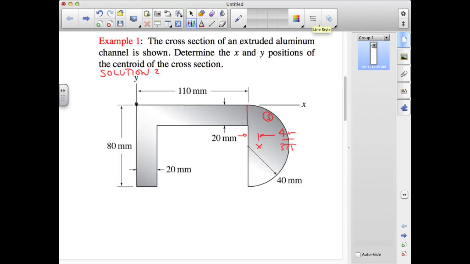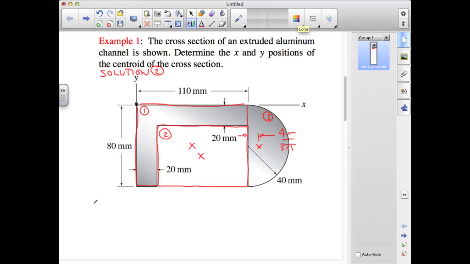For our second solution, I'm going to take the rectangular sections 1 and 2 as this large outer boundary here, less this smaller rectangle here. So I'm actually going to be subtracting one rectangle from the other. The center of the larger rectangle is about here, and the center of the smaller rectangle is here. And the difference now is that we're going to have a negative weighting for the rectangular section that's actually absent.